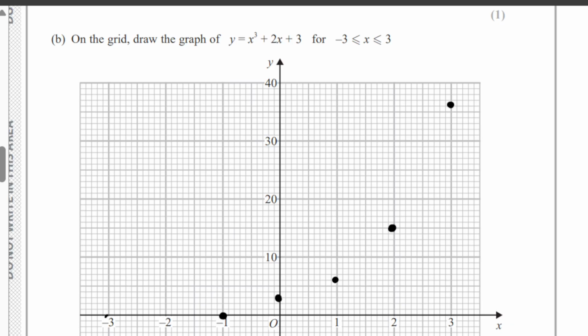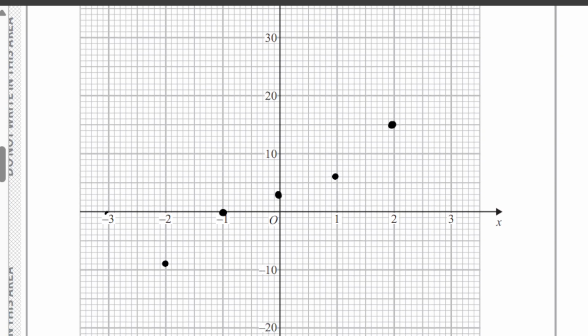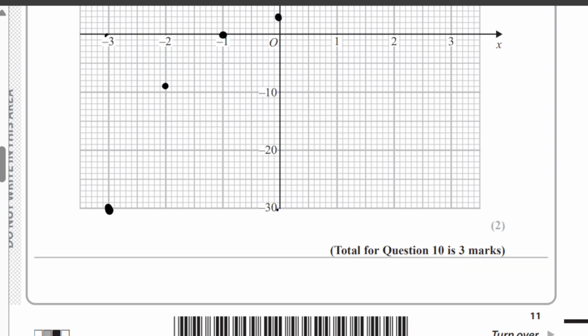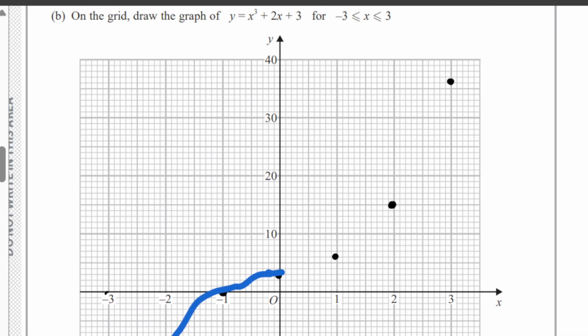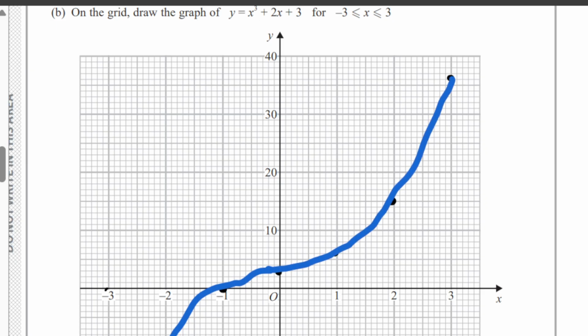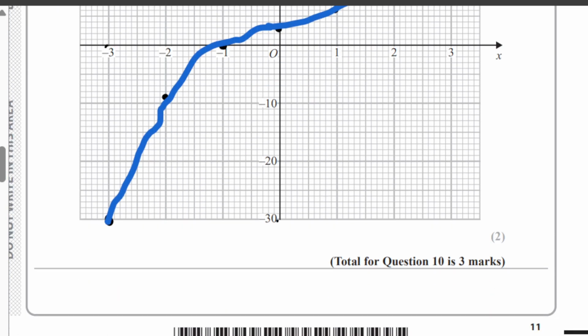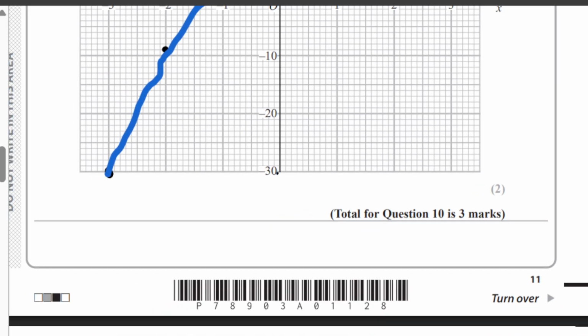And that's it. What we will do now is we will just connect these with a line. I'll try to make it perfect. Okay. It doesn't look nice, but you got the idea, right? So that's your graph, and that's your 3 marks for this question.